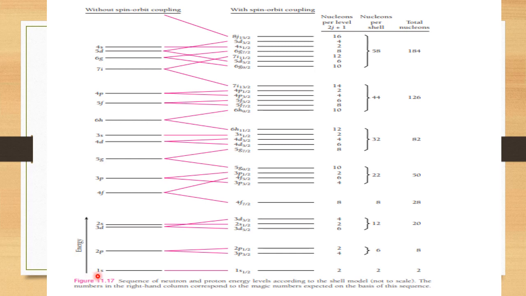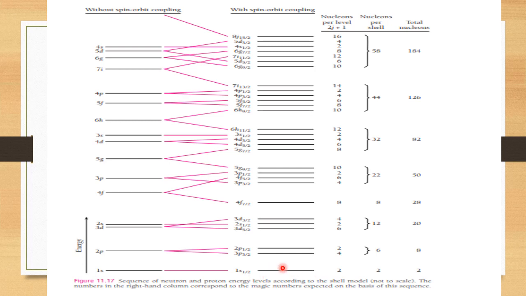Now let us first take the first level, 1s. 1s is 1s half, that is, j is equal to half. Since L is 0, you know the values: s is 0, p is 1, d is 2, f is 3, etc. So what is the spin orbit interaction, or S plus L? S is half, half is the spin value for the nucleon. Half plus 0, so it is half. So j is half. This is the unsplit level.